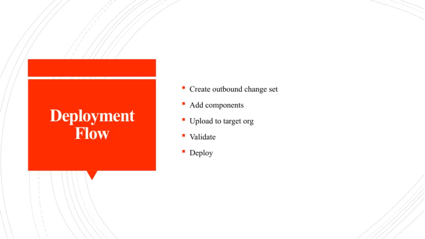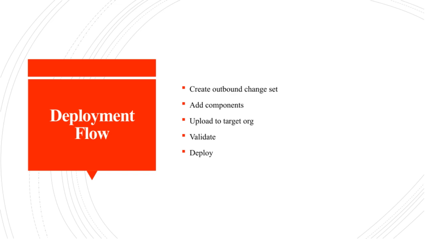All right, let's walk through the deployment flow. The first step is to create an outbound change set. This is where we gather all the components we want to move from our development environment to the target organization. It's like packaging everything up so nothing gets left behind.